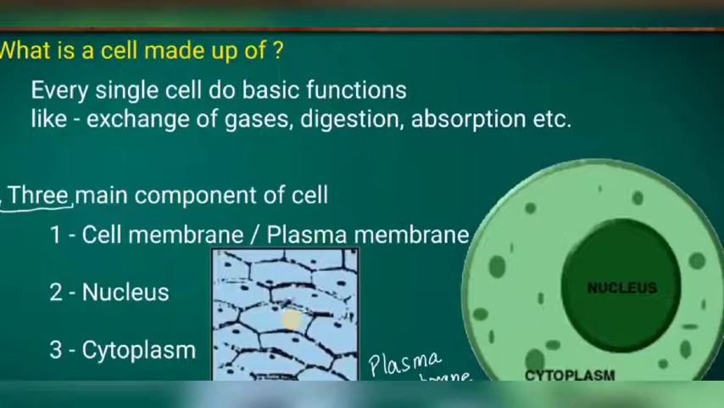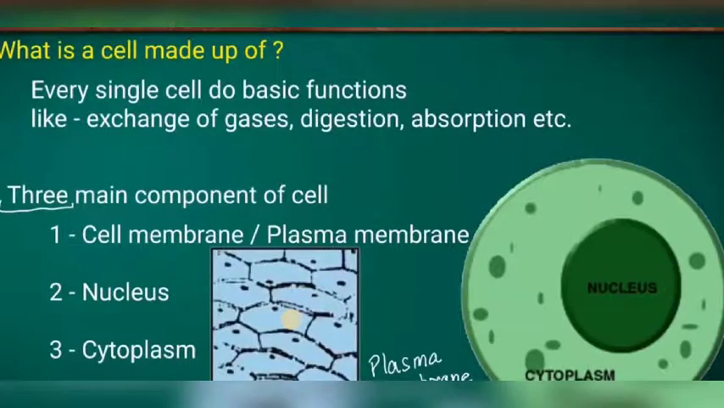The second one is the nucleus. Here you can see in the figure this dot structure, the structure which is present inside the cell, we consider it as a nucleus. The third one is the cytoplasm, meaning the space which is between the nucleus and the plasma membrane. That portion of the cell we consider as the cytoplasm.